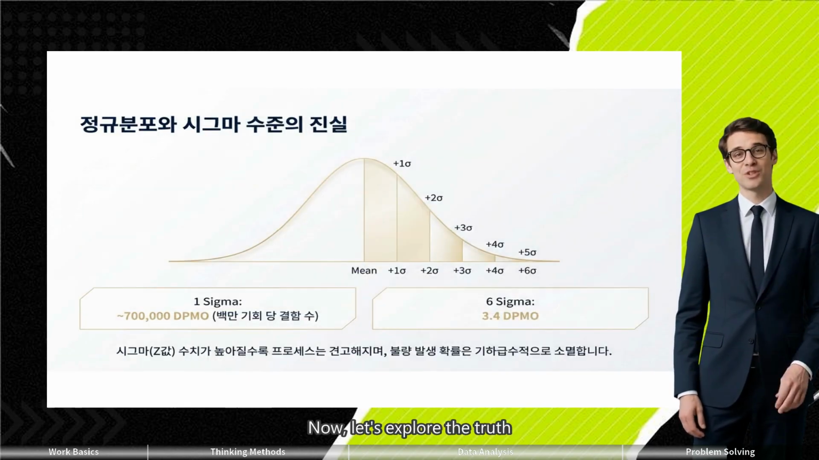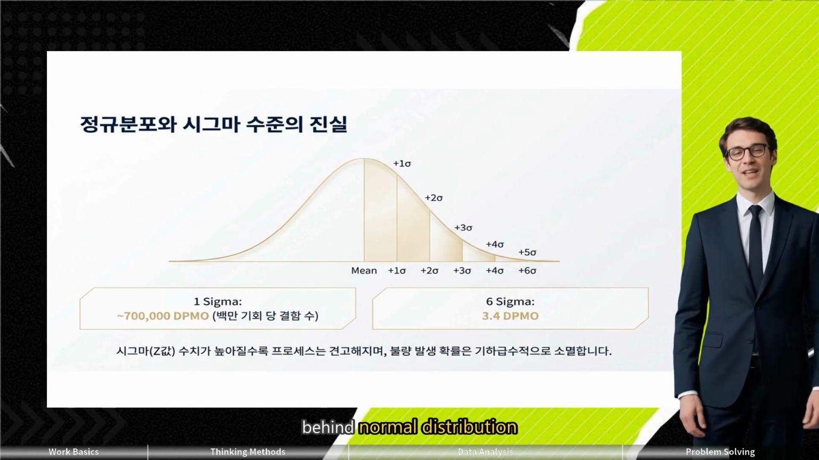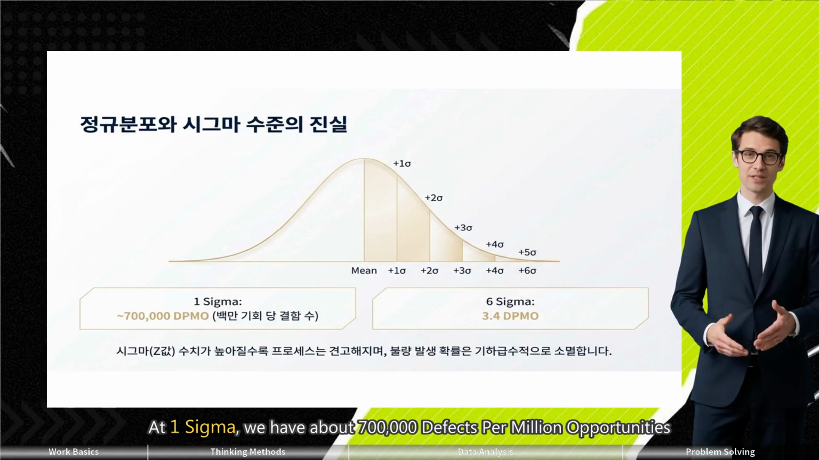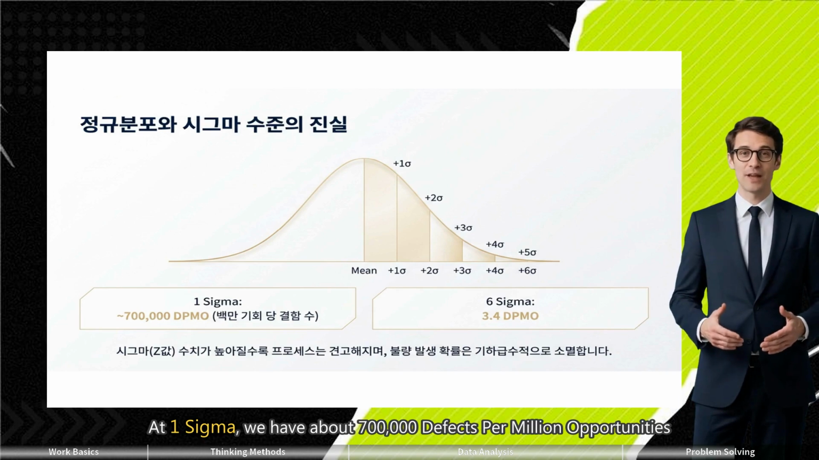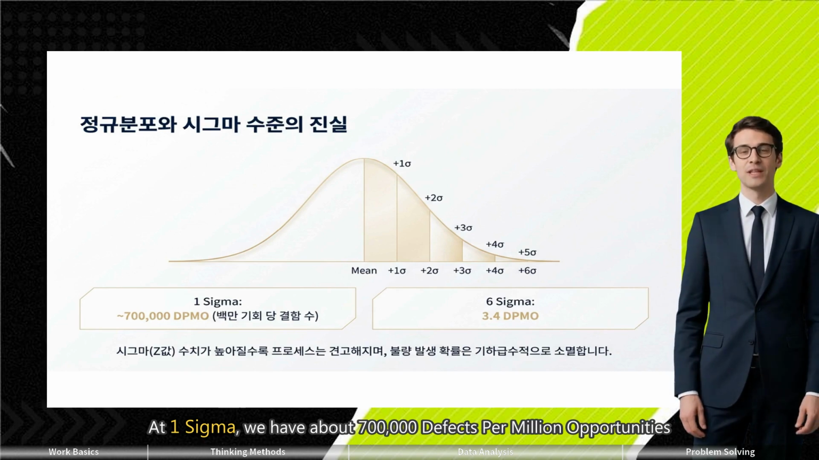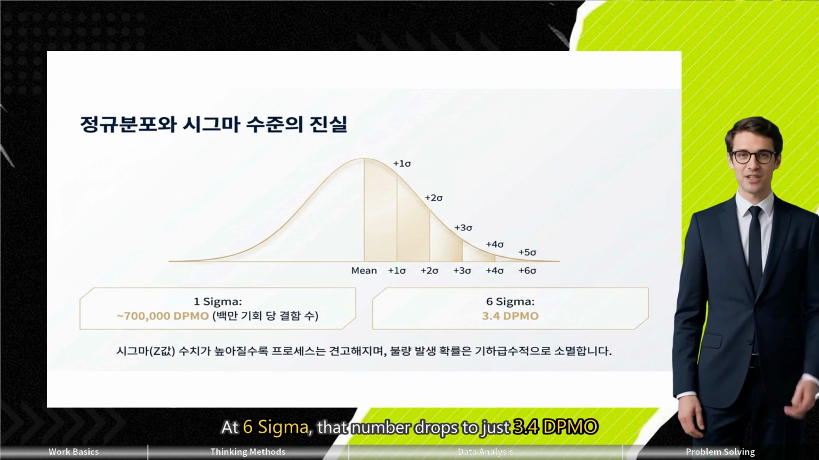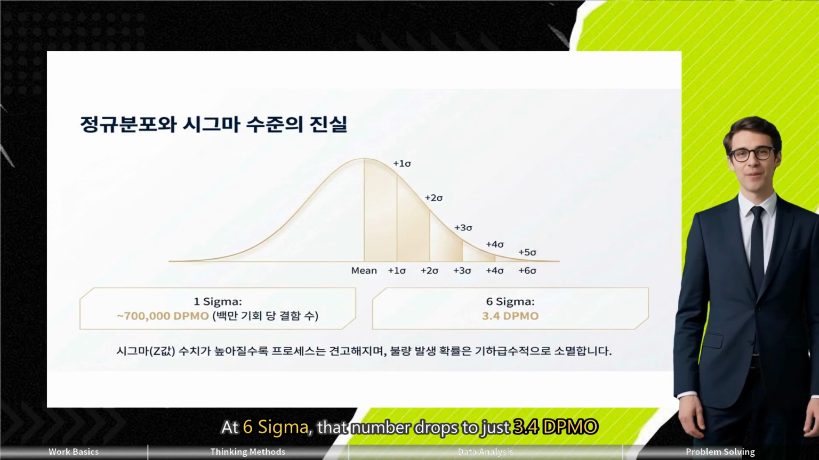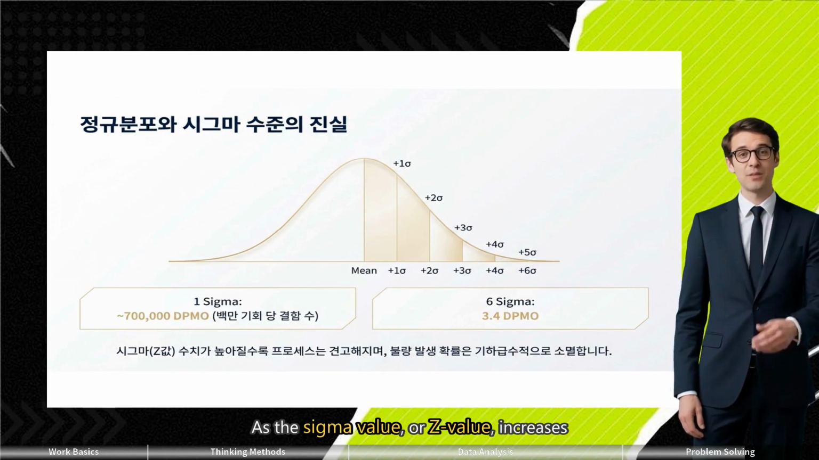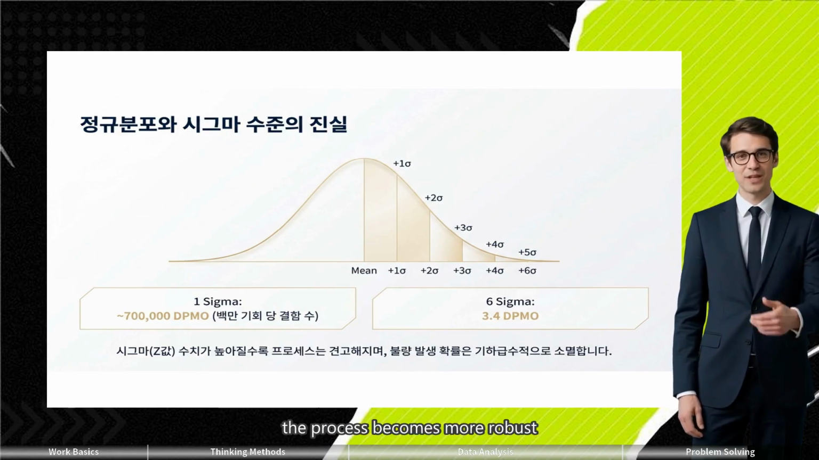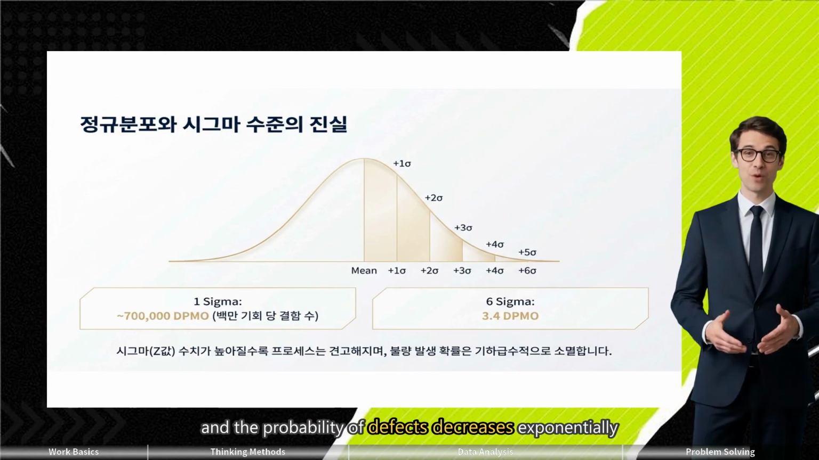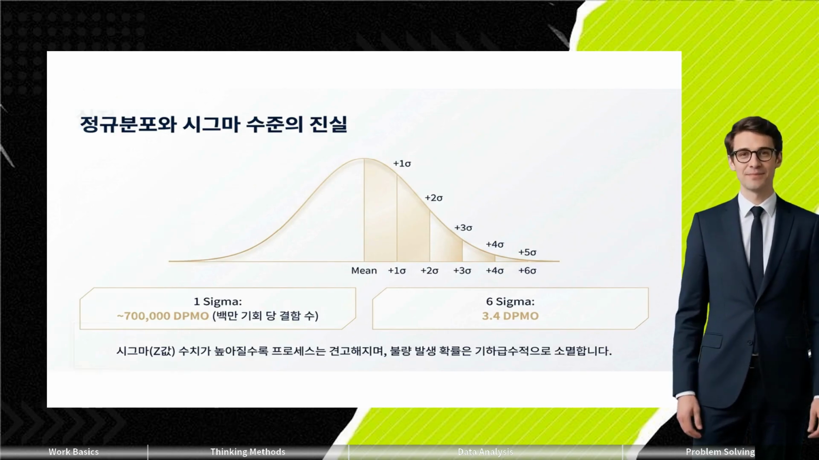Now, let's explore the truth behind normal distribution and sigma levels. At 1 sigma, we have about 700,000 defects per million opportunities, or DPMO. At 6 sigma, that number drops to just 3.4 for DPMO. As the sigma value, or Z value, increases, the process becomes more robust and the probability of defects decreases exponentially.